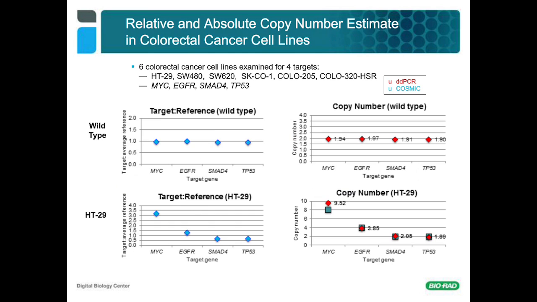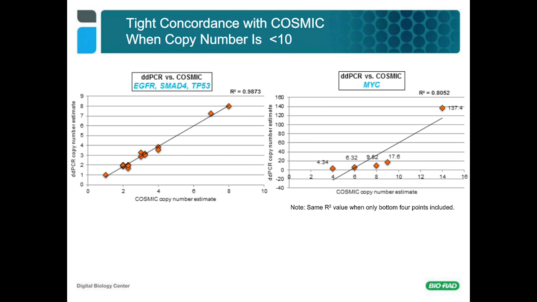Using this method, we tested 6 colorectal cancer cell lines and 4 targets: MYC, EGFR, SMAD4, and TP53. We then compared our results with COSMIC data. ddPCR and the SNP array data in COSMIC gave high correlation with R-squared values of greater than 0.98. The exceptions were actually copy number states higher than 10, where the dynamic range of the SNP arrays showed suppression. For example, shown on the right are the MYC copy numbers, where COSMIC data suggests a copy number of 14, and ddPCR measures about 10-fold higher. We saw this in multiple different instances.